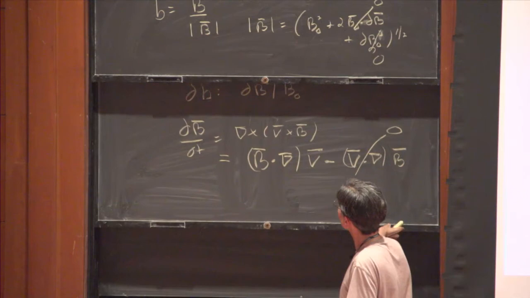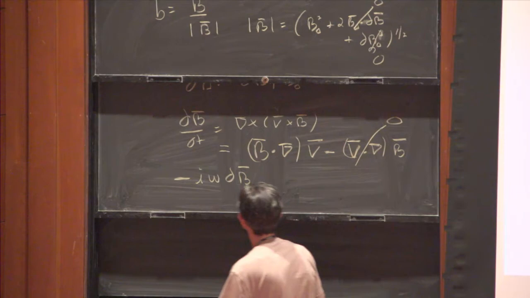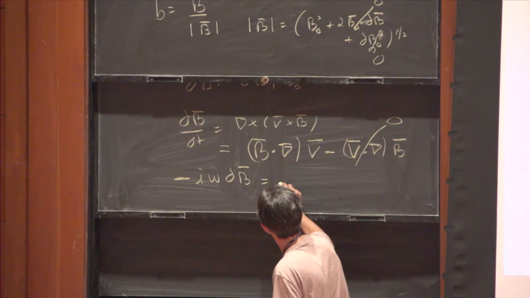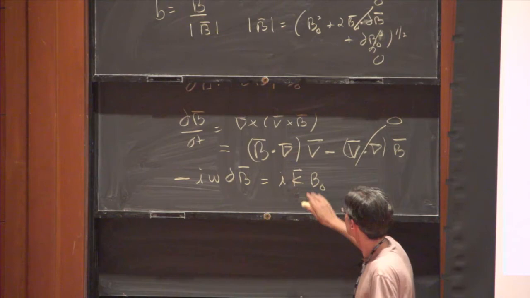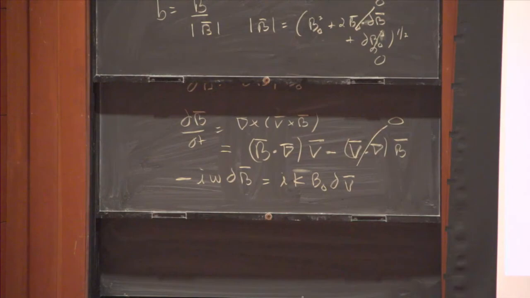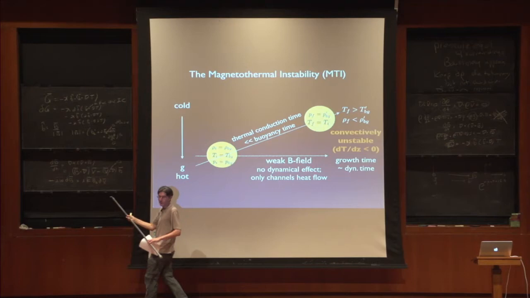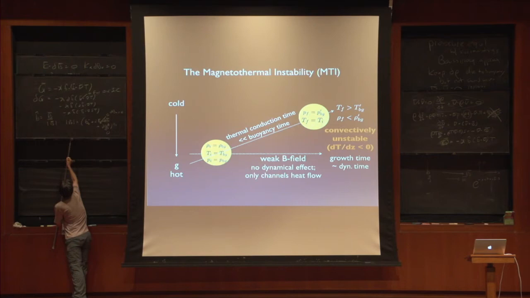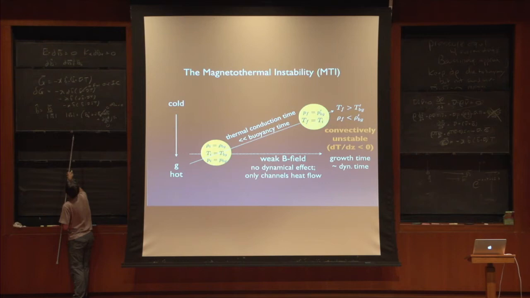So that means this takes the form, now doing the Fourier transform, minus i omega delta B is equal to, so B dot grad is just k, so this is i k B naught delta V. Okay, almost there. I assume, by the way, this is incredibly familiar because you all did what Matt asked you to do in doing linear perturbation theory late at night.